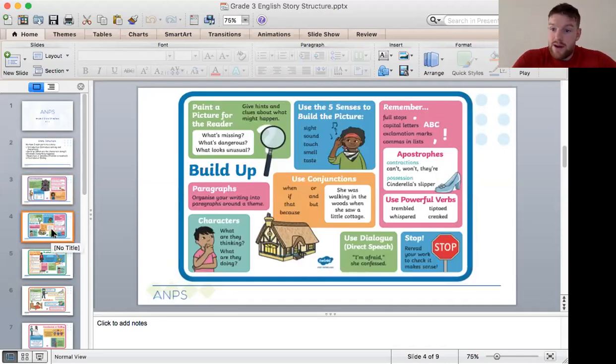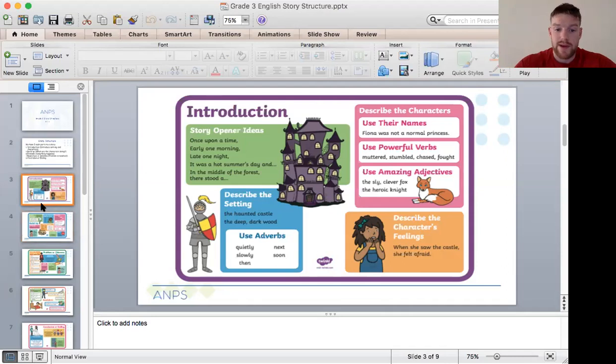The second part, again, of our story structure, is the build-up. And I've said before, that's basically what are the characters doing in the story? What are they thinking, or what are they doing? So let's go back to our introduction, we can have once upon a time, in the haunted castle, there lived a princess named Fiona. Or I could say there lived a beautiful princess named Fiona, putting in an adjective there.